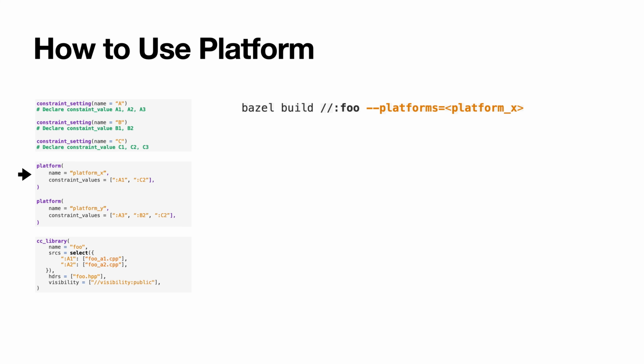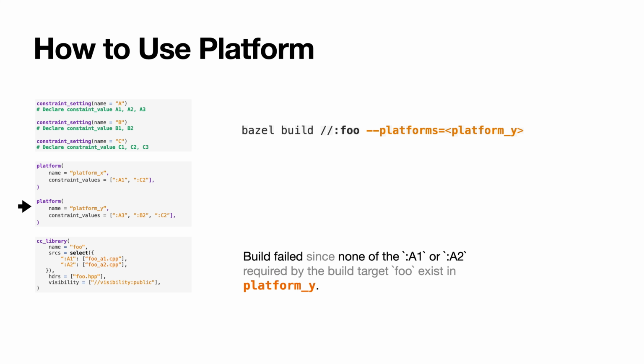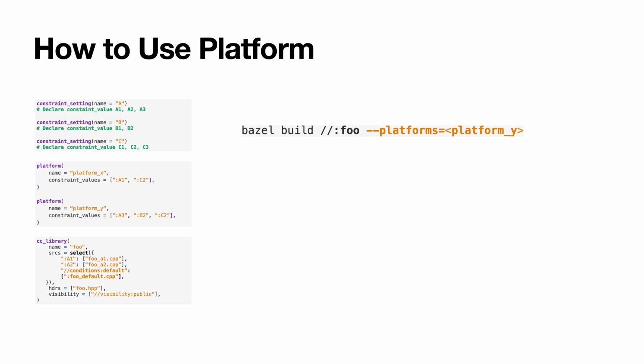When we build the library with platform X, the constraint A1 from the platform X has a match in the select function, so this target can be built. If I specify the target platform to be platform Y, then the build will fail because none of A3, B2, C2 from the platform Y can be found in the select function. However, if I add the condition default in the select functions, then the build for the platform Y will be successful, since the not found constraints in the selection list will fall back to the condition's default.